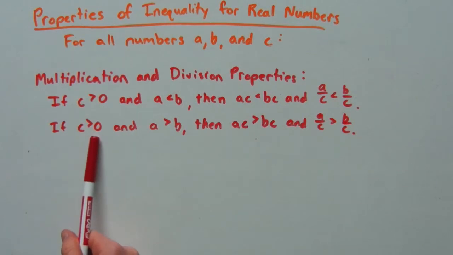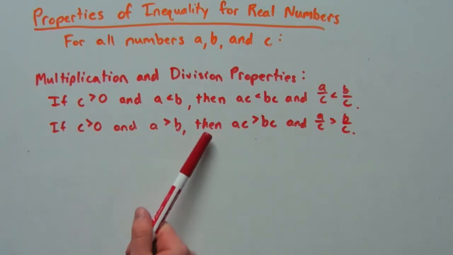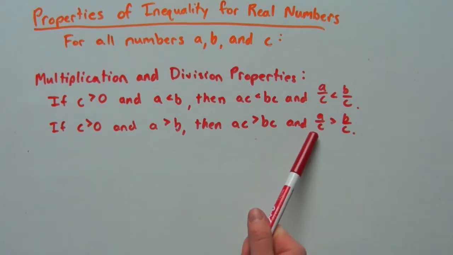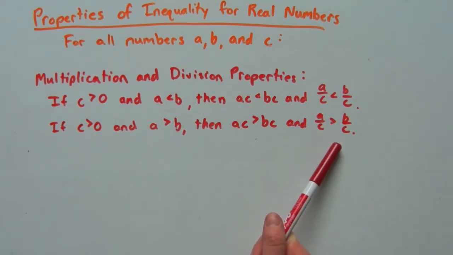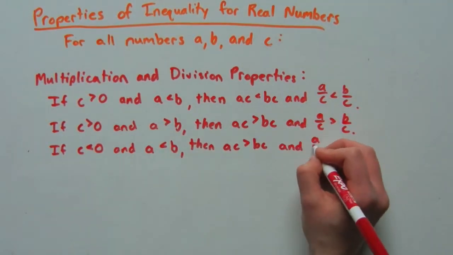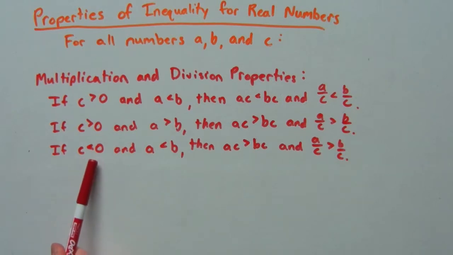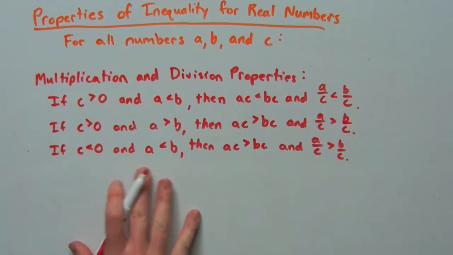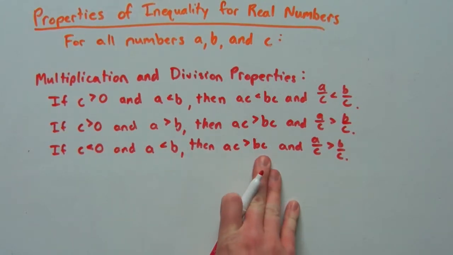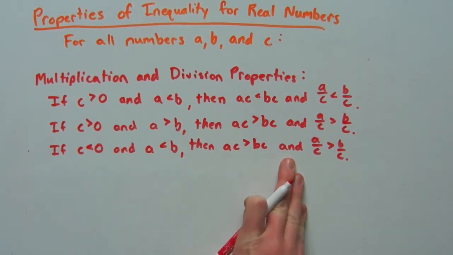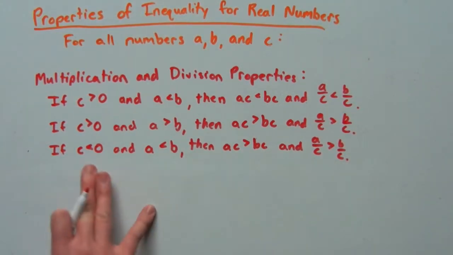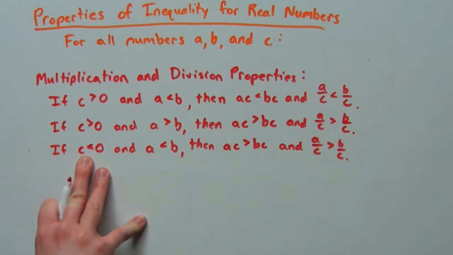So if C is greater than 0 and A is greater than B, then A times C is greater than B times C, and A divided by C is greater than B divided by C. If C is less than 0, meaning that C is a negative number, and A is less than B, then A times C is actually greater than B times C, and A divided by C is greater than B divided by C. And that's if C is a negative number.